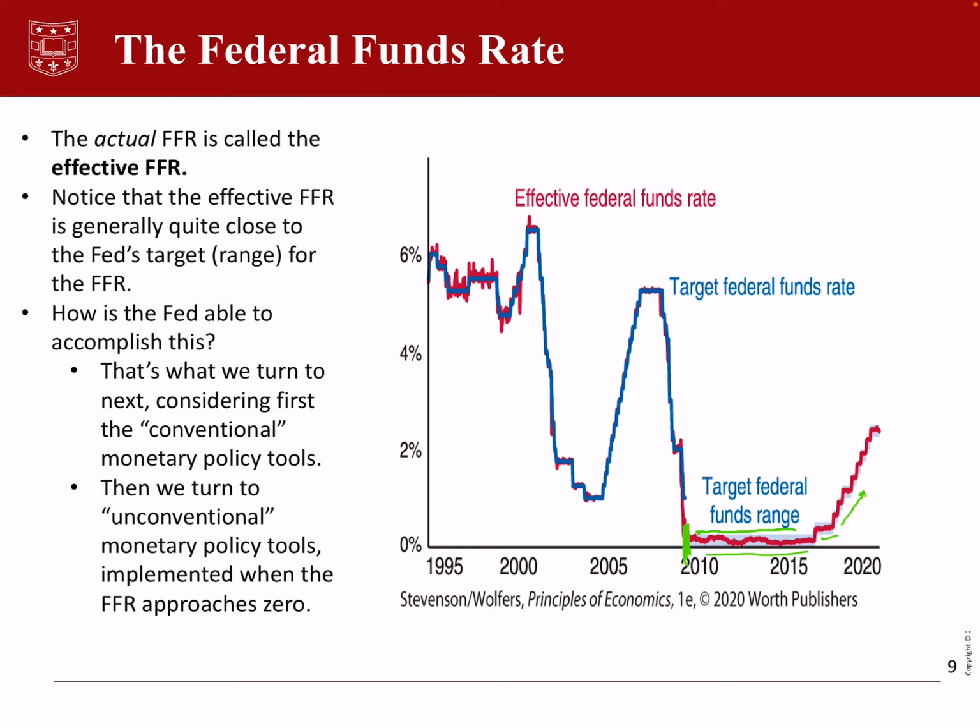So what we're going to turn to in the next set of notes is to think about how it is that the Fed is able to accomplish this. How is it that the Fed can choose a target for the Fed funds rate and then implement monetary policy so that it achieves its objectives? We'll do that in two steps. We'll think first about conventional monetary policy tools, and then we'll turn to thinking about unconventional monetary policy tools.